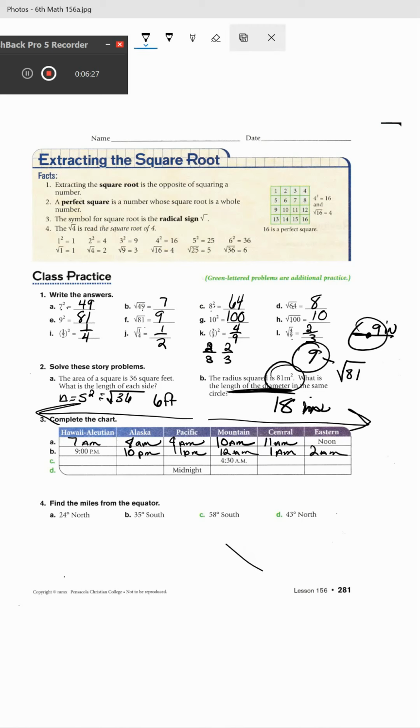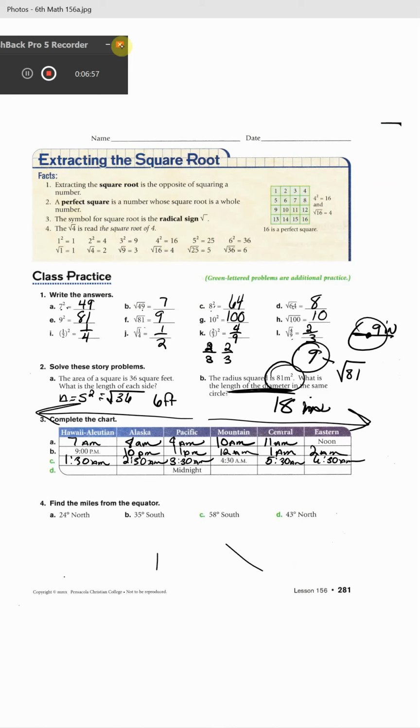All right, if Mountain Time is at 4:30 a.m., then Pacific would be 3:30 a.m. Alaska would be 2:30 a.m. and Hawaiian would be 1:30 a.m. Central Time would be 5:30 a.m. and Eastern would be 6:30 a.m. All right, one more. Pacific.